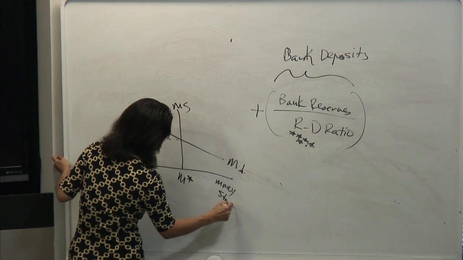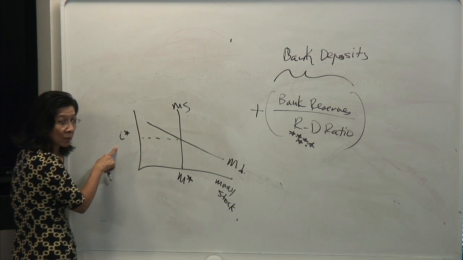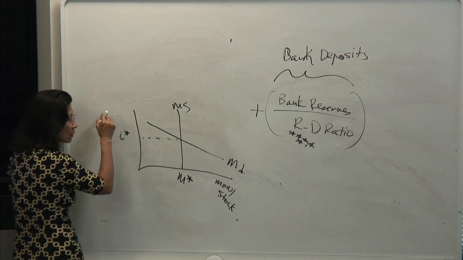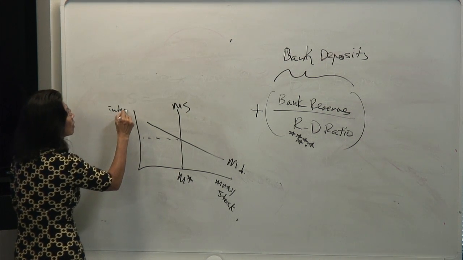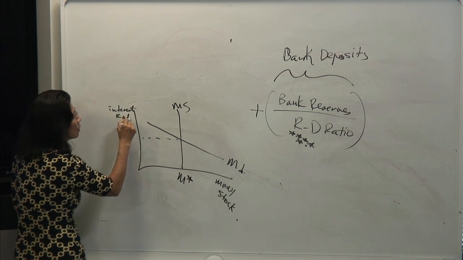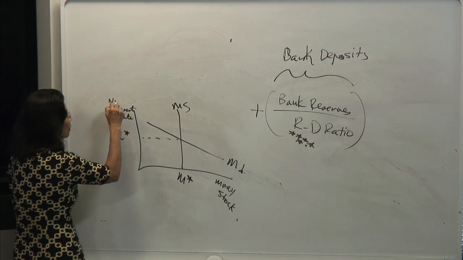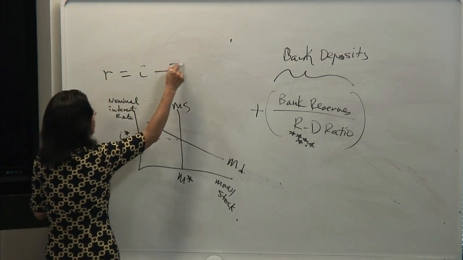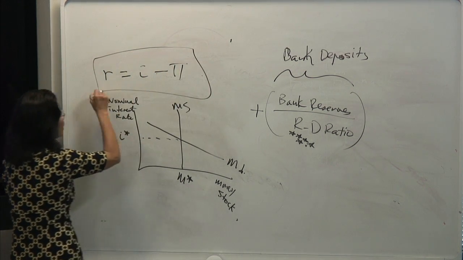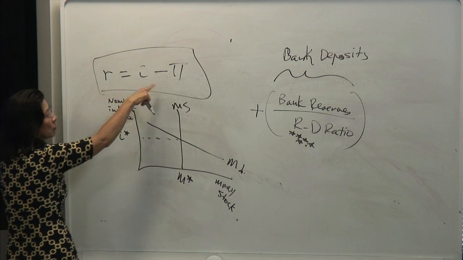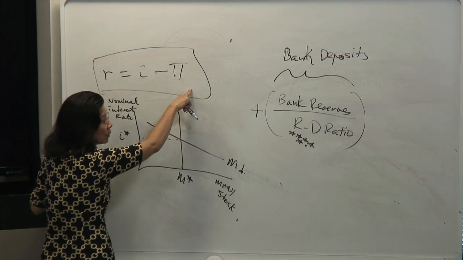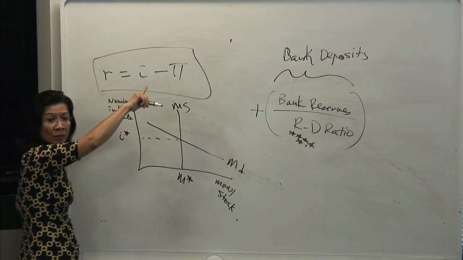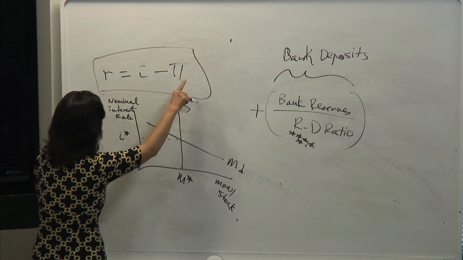So can somebody tell me what this i stands for? It's interest rate, but what kind of interest rate? Real or nominal? This is nominal. Remember this equation? The real interest rate is the difference between the nominal interest rate and, what is this one? Anybody remember? Inflation rate. This was in the earlier chapter.